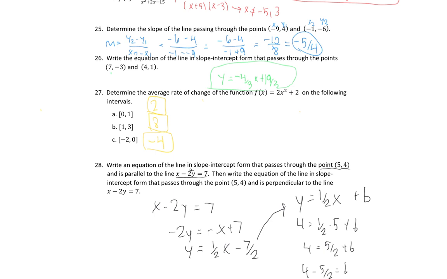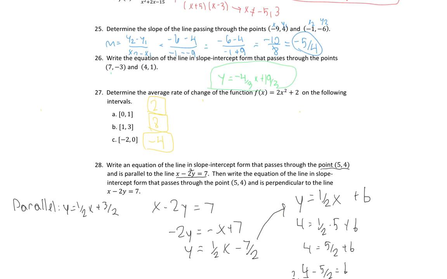4 is the same thing as 4 over 1, multiplied by 2 over 2. It's going to be 8 over 2 minus 5 over 2, which is 3/2. And that's our b value. So for the first part, I'll say over here parallel. Gotta remember how to spell parallel. It's y equals 1/2 x plus 3/2.